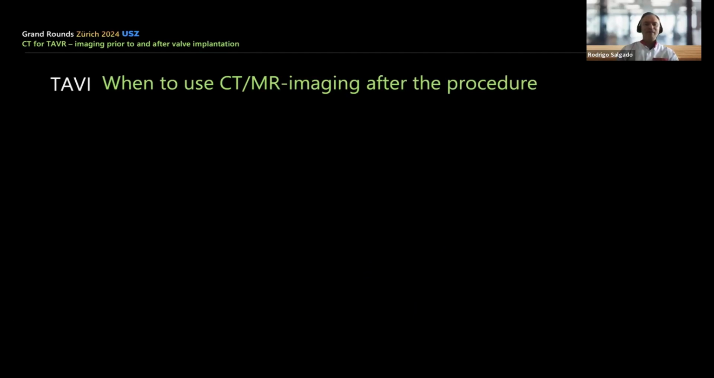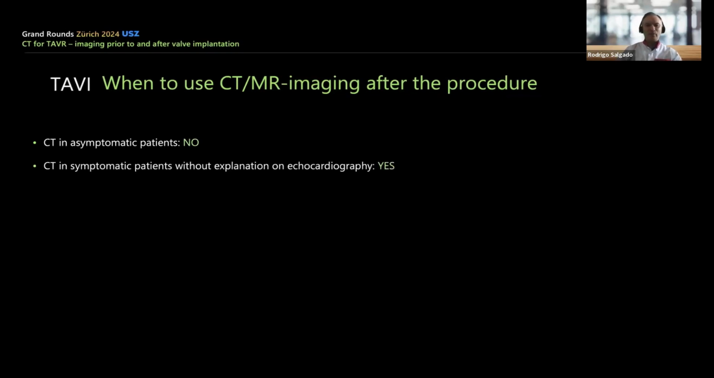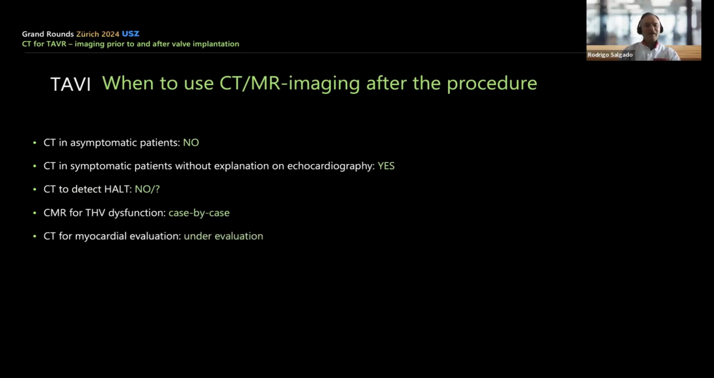So, when to use CT and MR imaging after the procedure in asymptomatic patients? No. In symptomatic patients without an explanation on echocardiography, yes. To detect subclinical thrombosis and reduced leaflet motion, no, but that might change in the future, we will see. And use MR for valvular dysfunction, I would say on a case-by-case basis, but in my experience, it's very rare. But CT for myocardial evaluation, I think this is very promising, but it's still under evaluation.